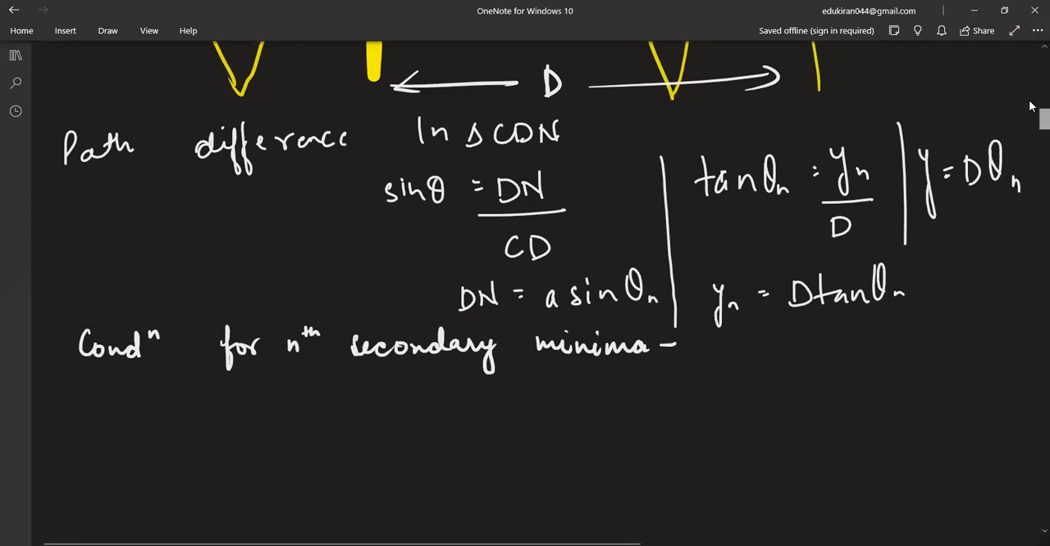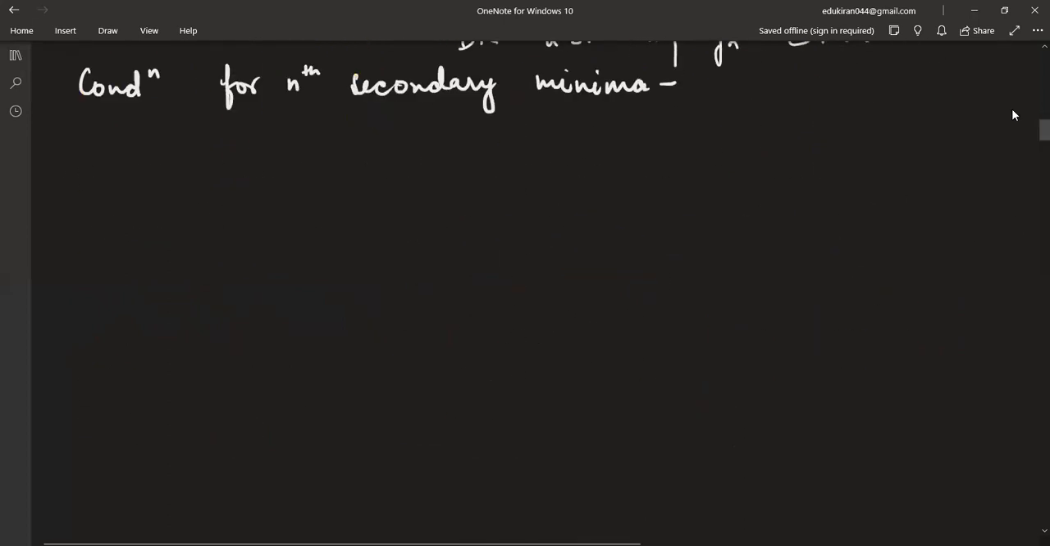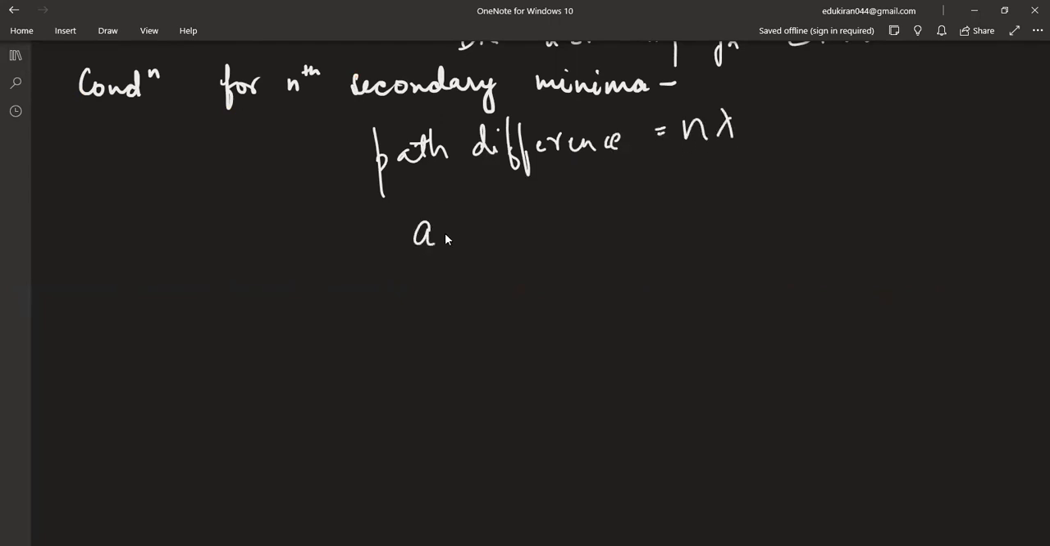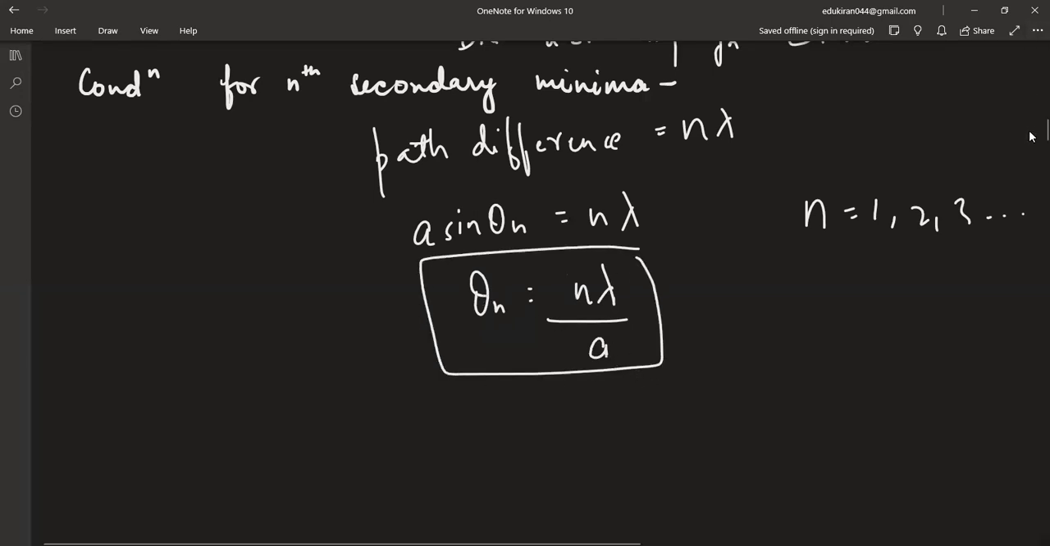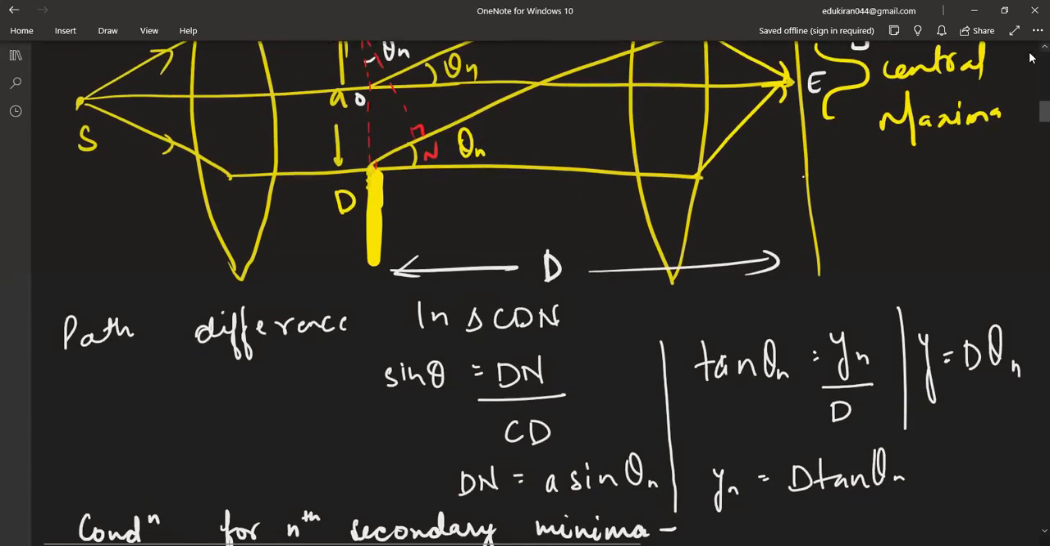Now come to conditions of secondary maximum. The conditions of nth secondary maxima, firstly, for minima. For minima, we always take the path difference here to be n lambda. So a sine theta n here will be equal to n lambda. All right. And n is what? n is 1, 2, 3, and so on. So what is theta n? n lambda divided by a. This is the angular separation which we were calculating. This was theta n.